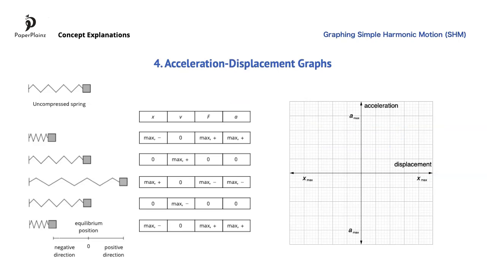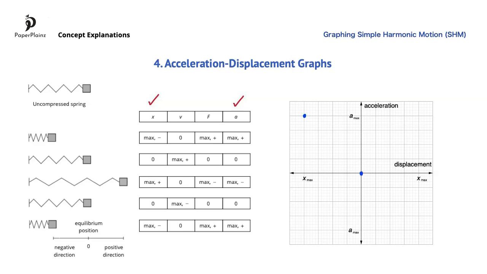Our grid looks a bit different here, but xmax and amax still represent the maximum displacement and maximum acceleration values. Let's use the first and the last columns of the table to plot this graph. In the first row of the table, when the spring is fully compressed, x, the displacement, is at its maximum negative value, while a, the acceleration, is at its maximum positive value. We can represent this moment by the following point. In the second row of the table, both displacement and acceleration are 0. This is the point we get.